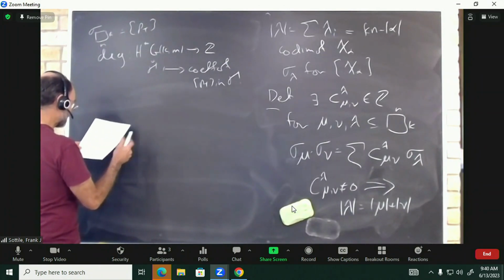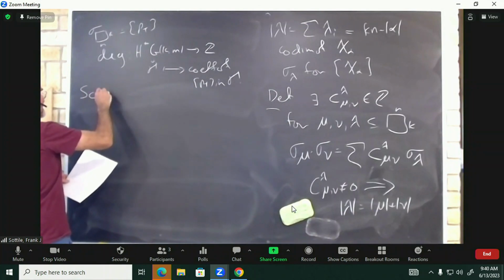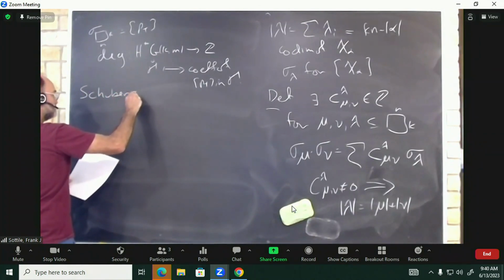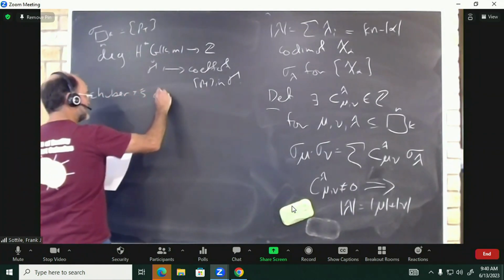Now, the next major theorem in Schubert calculus is Schubert's duality theorem.